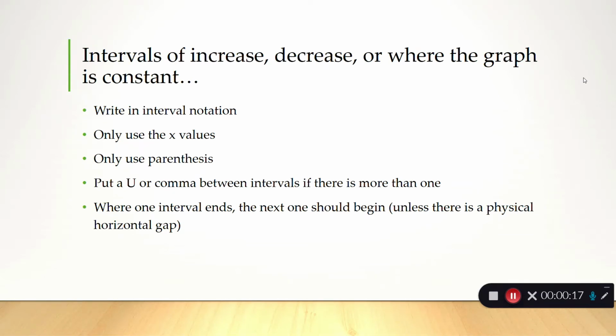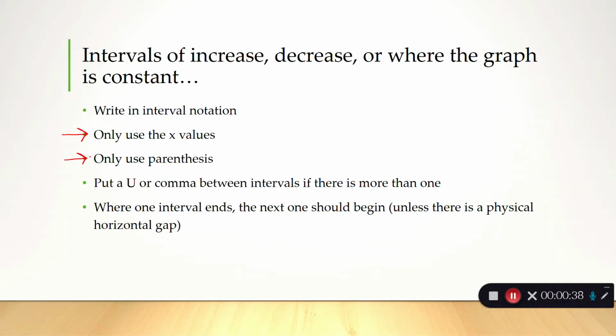The biggest thing that I see students do is they try and write coordinate points where the intervals start and stop, but these are not coordinate points, they're intervals. So you only use the x values. From this x value to this x value is where the graph is increasing. They look like coordinates because we're only going to use parentheses, no brackets here.